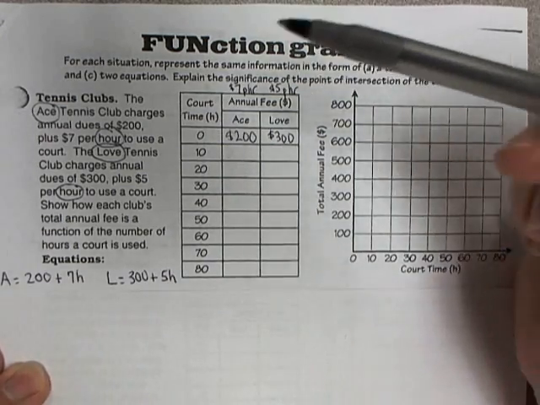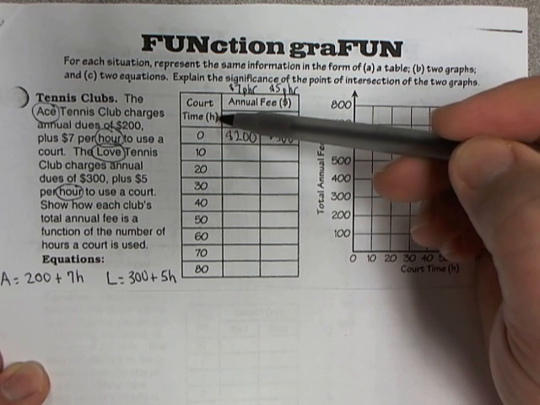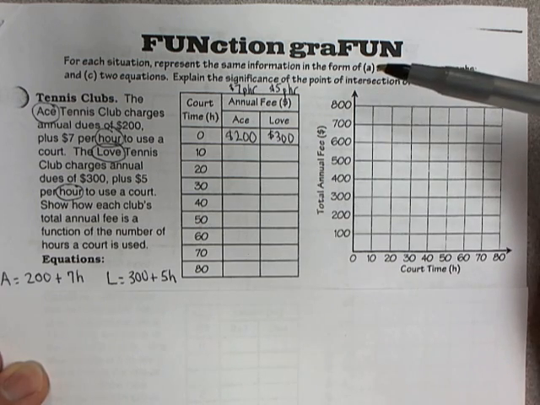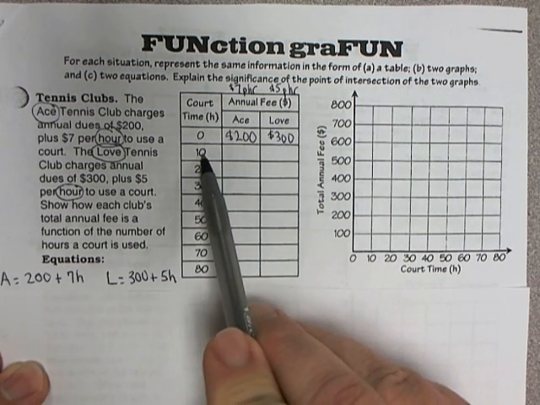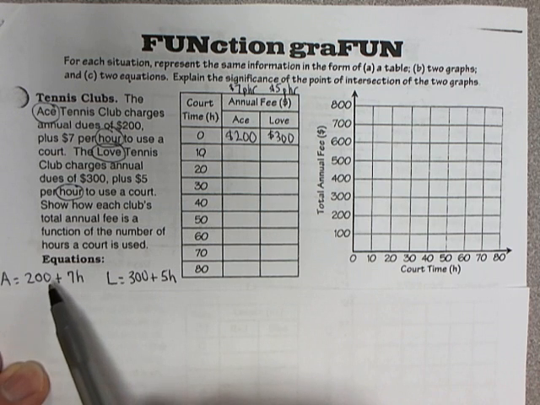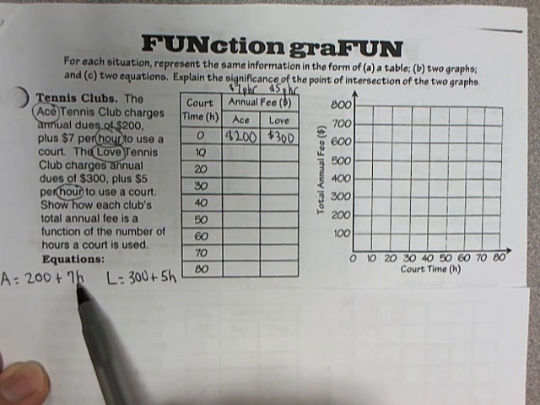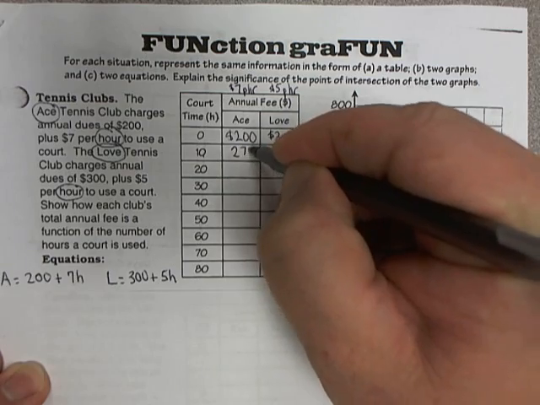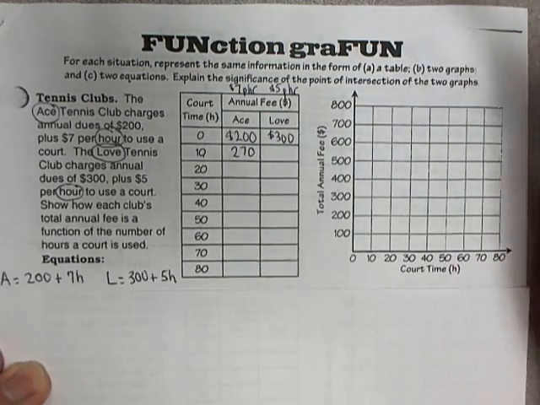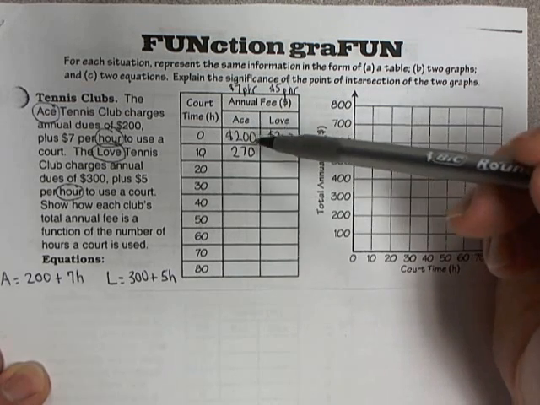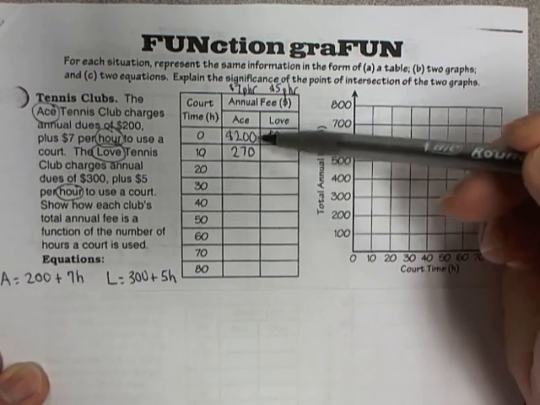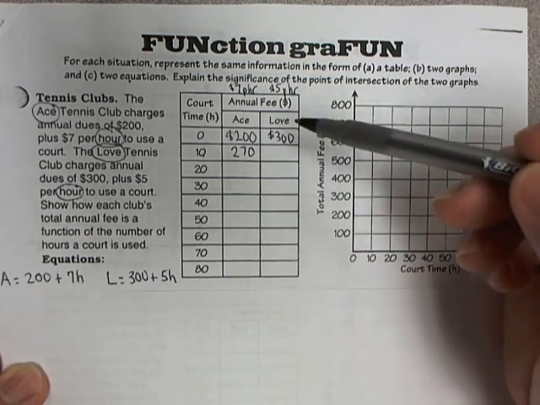So now we can look at the table and start substituting our time, H, into our equations to complete the table. So when we substitute 10 hours into the Ace equation, we get 200 plus 7 times 10. 7 times 10 is 70. 200 plus 70 is 270. So to rent a tennis court at Ace Tennis Club for 10 hours, it costs a total of $270, including the annual membership fee.